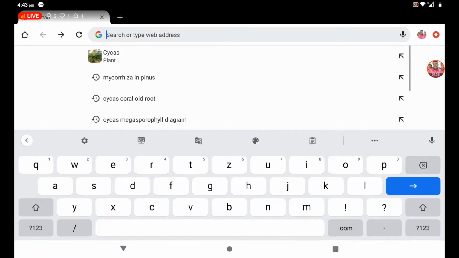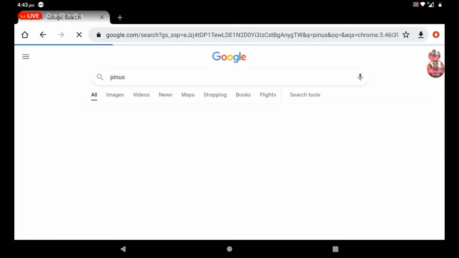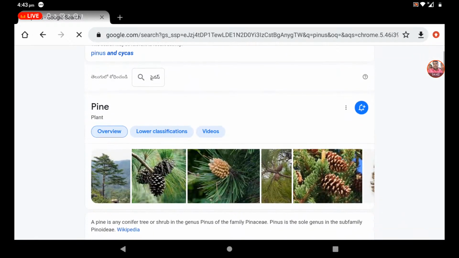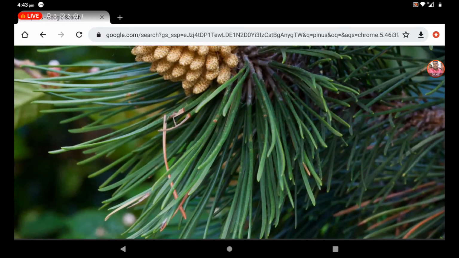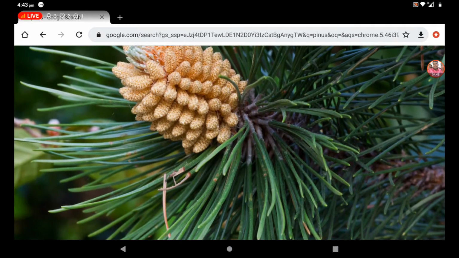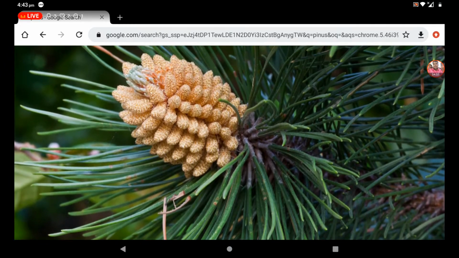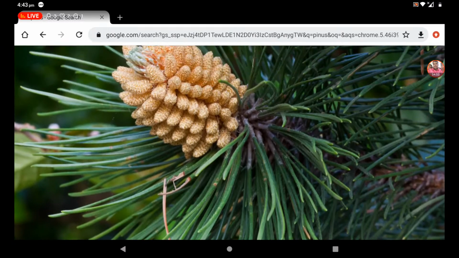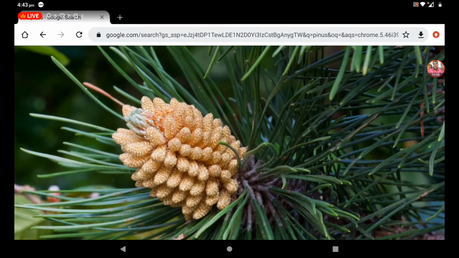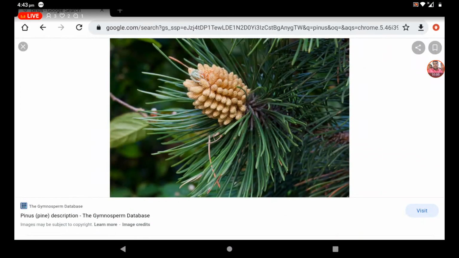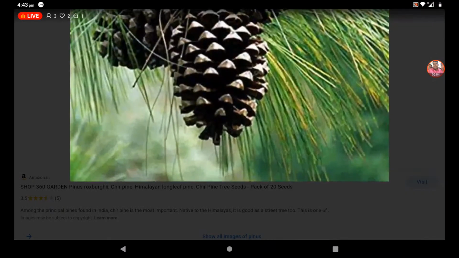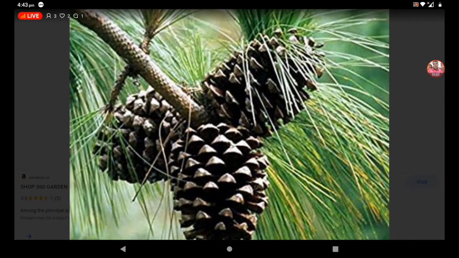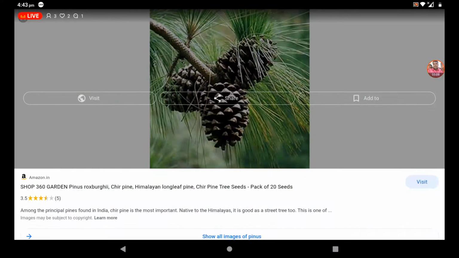Let's take some other examples also. Pinus. Mainly we have these two plants, cycas and pinus. The cycas plant has a compoundly pinnate leaf, while here we find needle-like leaves. Needle-like leaves are identified only in the pinus tree. Shortly we can say pine plant, pine tree. These are the cones found in pinus.